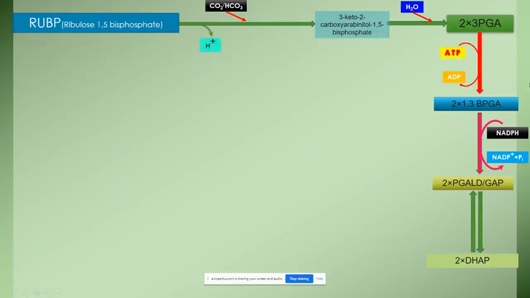Clear? So first step, second step, third step, fourth step. Remember, first RuBP to 3-phosphoglyceric acid, 3-phosphoglyceric acid to 1,3-bisphosphoglyceric acid, 1,3-bisphosphoglyceric acid to phosphoglyceraldehyde, and phosphoglyceraldehyde to dihydroxyacetone phosphate. Clear? This much clear? Yes, sir. Next step. Screen visible, no? Yes, sir.